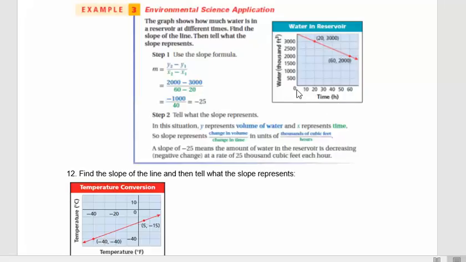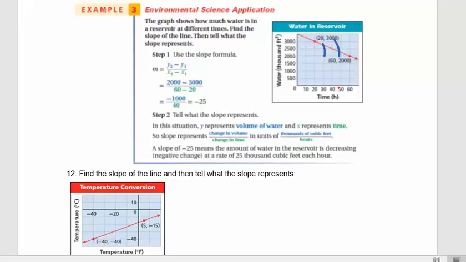So at 0 hours, the water is way up here at, that must be 3,500. And then every hour it goes down. At 20 hours, there's 3,000 cubic feet. And at 60 hours, there's 2,000 cubic feet. So you're going to find the slope by subtracting the y values over the difference in the x values. So they found the slope is negative 25, or negative 25 over 1.